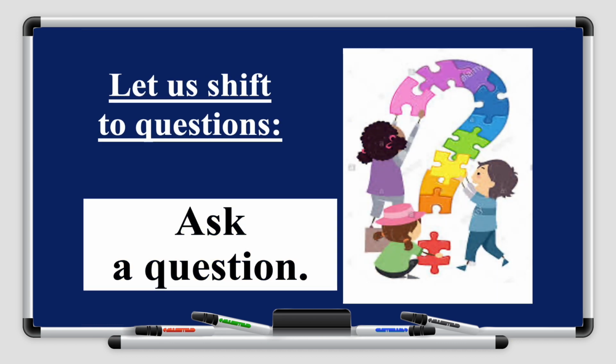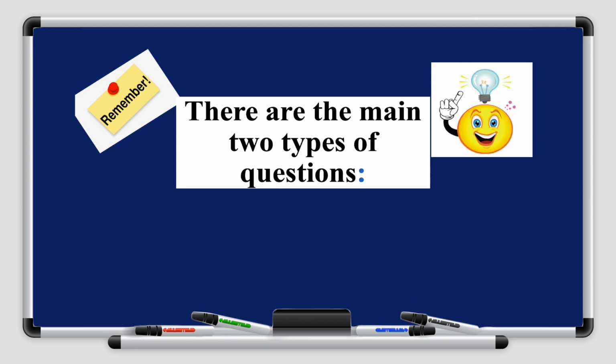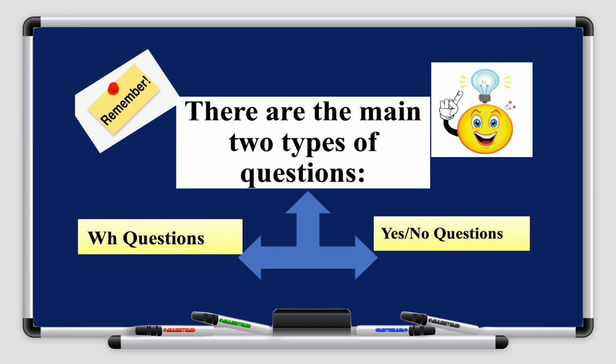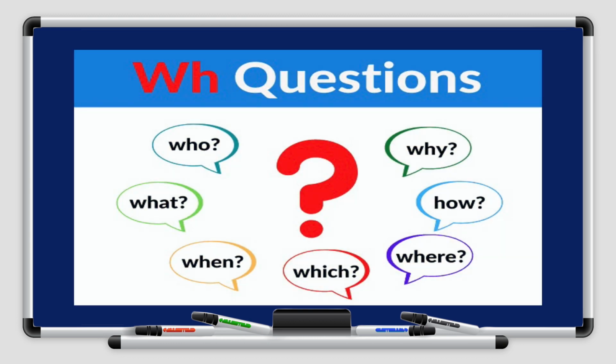Now let's learn how to ask a question. There are two main types of questions, the WH questions and the yes and no questions. What are the WH questions? WH questions are questions that start with W or H. Who, what, when, why, how, where, and which. We use who when we want to ask about a person, why for a reason, when for a time, where for a location or address.